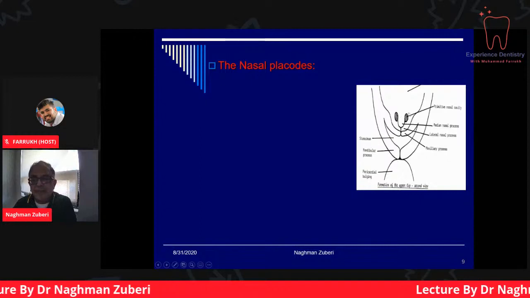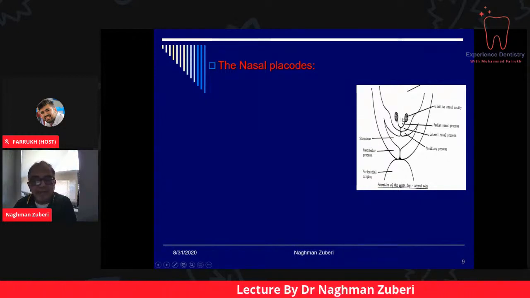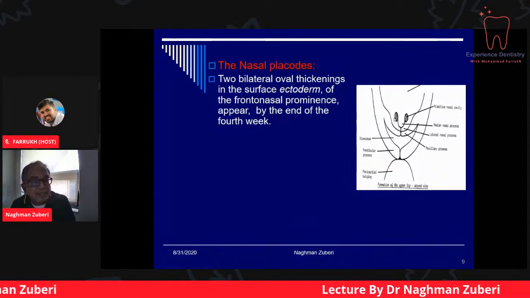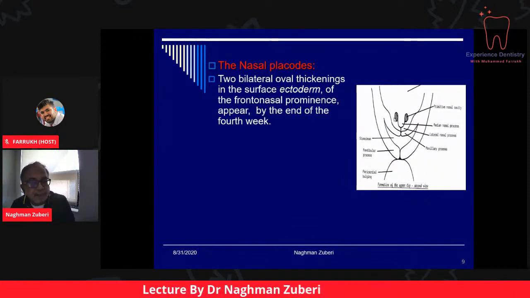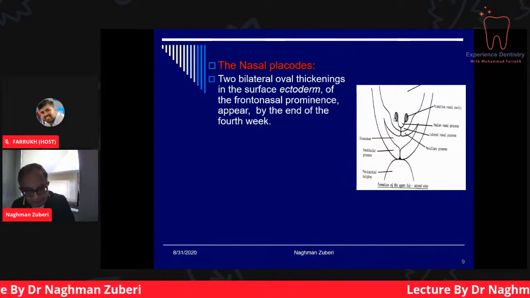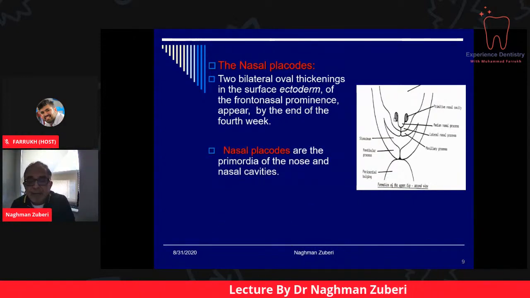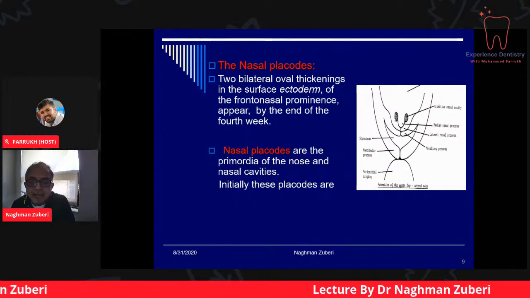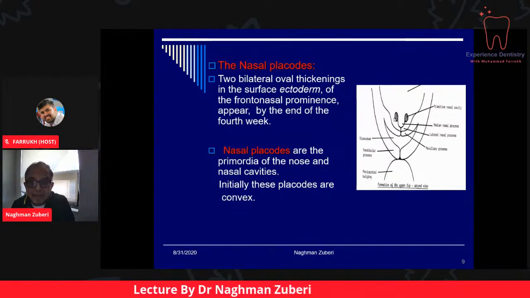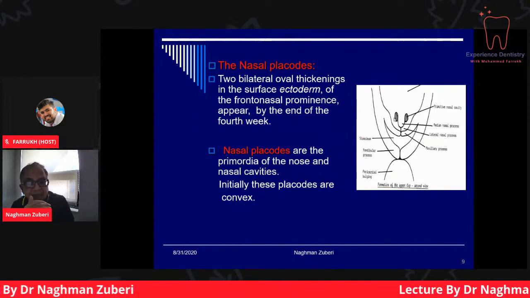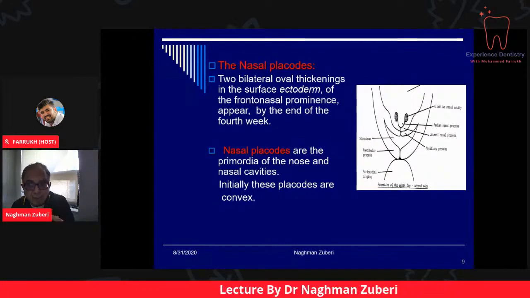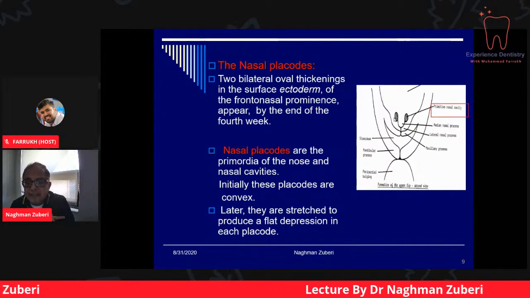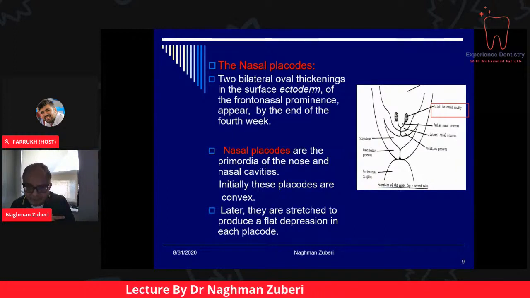Now, two nasal placodes also start arising, and these are basically the future nasal cavities. Two bilateral oval thickenings in the surface ectoderm of the frontonasal prominence appear by the end of the 4th week. Nasal placodes are the primordia of the nose and the nasal cavities. Initially, these placodes are slightly protruded or convex, but as time passes, they start getting depressed or becoming concave. These are the primitive nasal cavities.